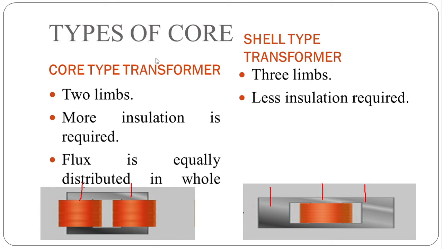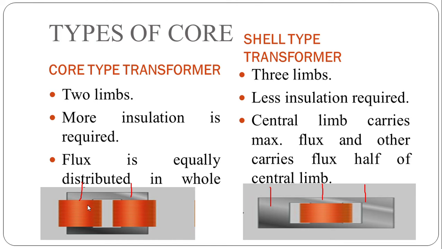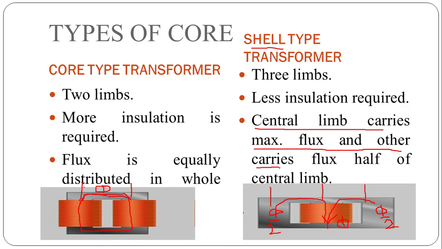Flux is equally distributed in the whole core in case of core type transformer. See how it is so. Here we can see that suppose the flux is phi. So this flux phi will link both the limbs, and that's why flux phi is constant throughout the core. While in case of shell type transformer, if you see here, suppose here flux is phi by 2, and in this other limb, flux is again phi by 2. Now these two fluxes will add up and the flux in the central limb will be equal to phi. So we can say that in case of shell type transformer, the central limb carries maximum flux and the other two limbs carry flux that is half of the central limb.